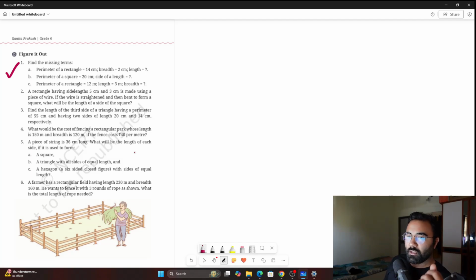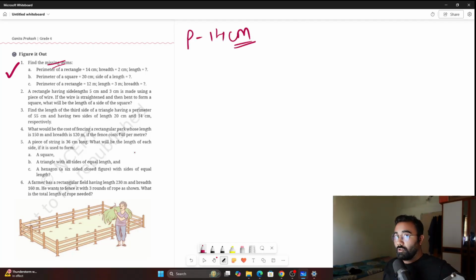The first question says find the missing terms. A, the perimeter of a rectangle is 14 centimeter. Look at the unit. The perimeter is always in one dimension, that is centimeter. Area is in two dimensions, that is centimeter square, and volume is in three dimensions, centimeter cube. We'll learn that when we come to it, but right now we'll focus on this question.